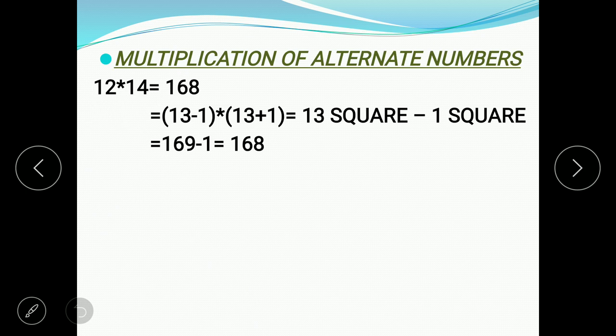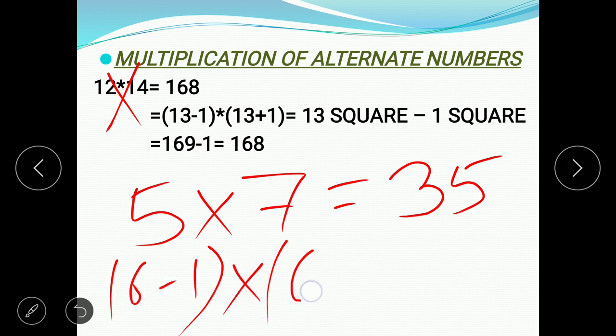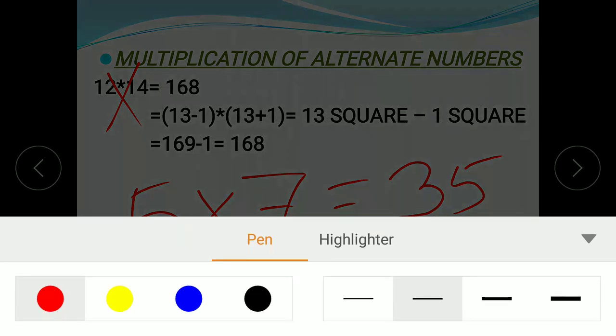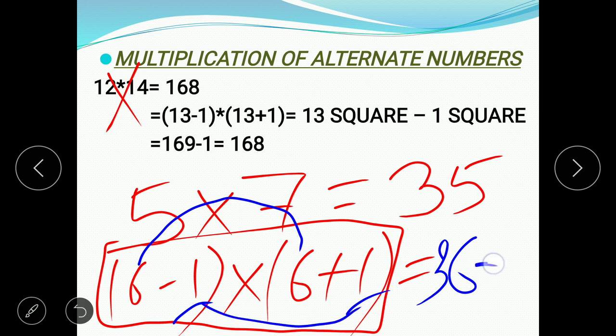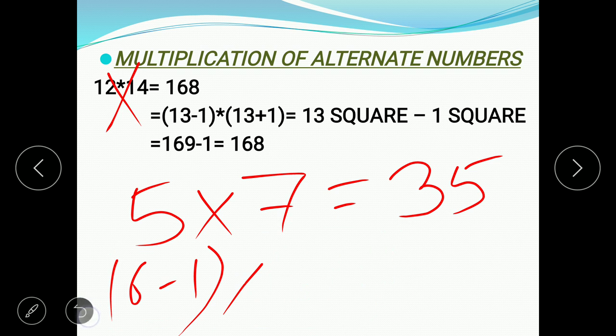Multiplication of alternate numbers. 12 into 14. First of all, just leave this one. 5 into 7. We all know 5 into 7 is 35. We can write 5 as 6 minus 1 and 7 as 6 plus 1. Clear? This format gives us the formula of a minus b into a plus b, which is nothing but a square minus b square. So here 6 is our a, square is 36. 1 is our b, so 1 square is 1, and minus will come here, so 36 minus 1 is 35. Clear? This is how 5 into 7 is 35. We can see using a different approach.